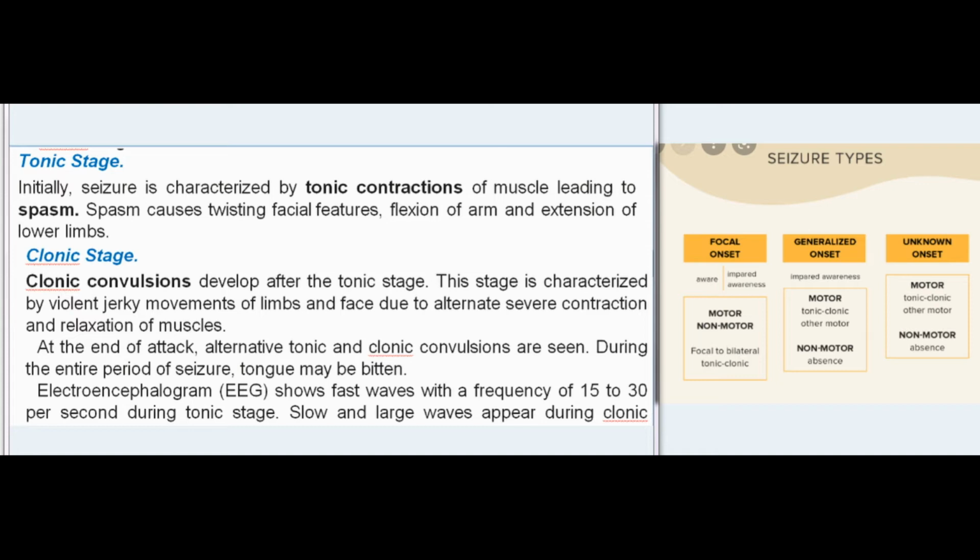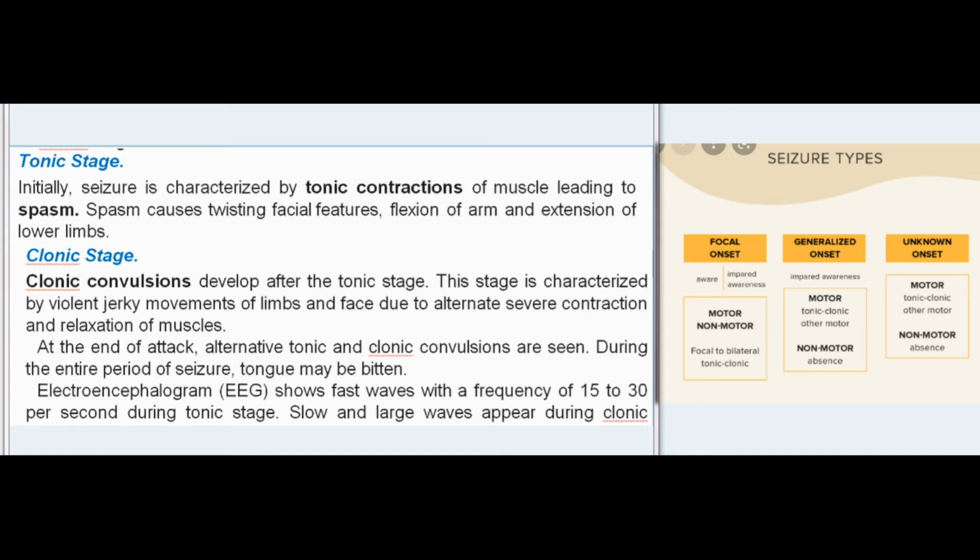Clonic stage. Clonic convulsions develop after the tonic stage. This stage is characterized by violent jerky movements of limbs and face due to alternate severe contraction and relaxation of muscles. At the end of attack, alternative tonic and clonic convulsions are seen. During the entire period of seizure, tongue may be bitten.